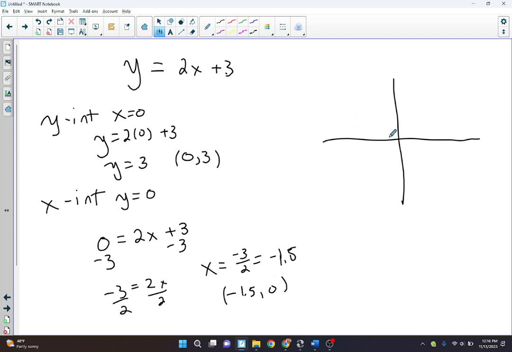1, 2, 3. 1, 2, 3. Guys, can we cut it out? Pick up the pencil.